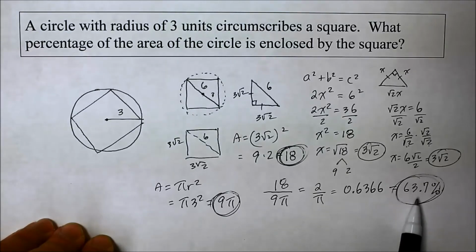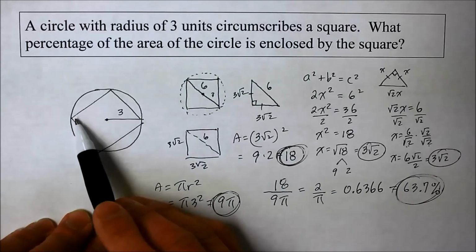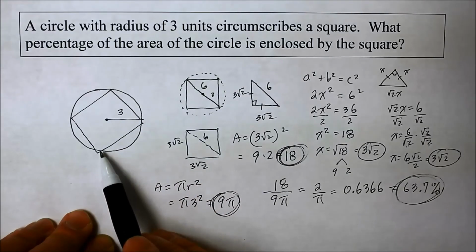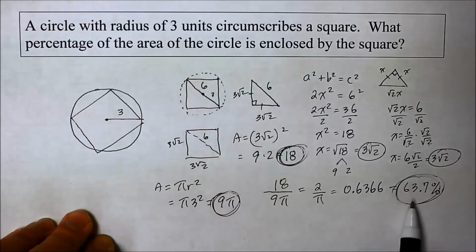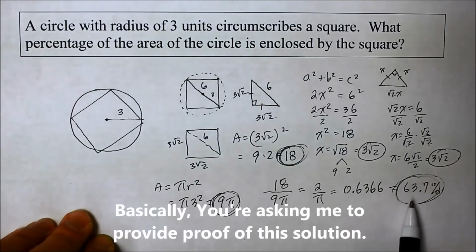Now here's a challenge for you. Is that ratio going to be the same every time we put a square or any kind of a quadrilateral in a circle with a given radius? Would that ratio always be the same? Maybe I should do a follow-up instructional video on that one, huh? Alright, so try it. Good luck.